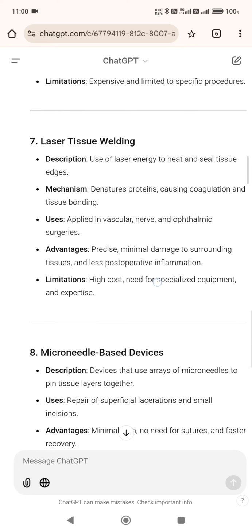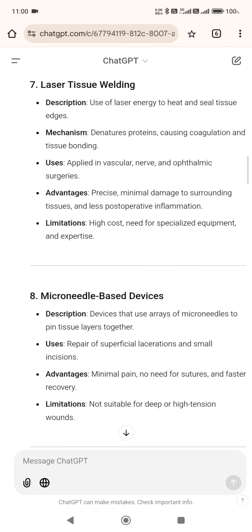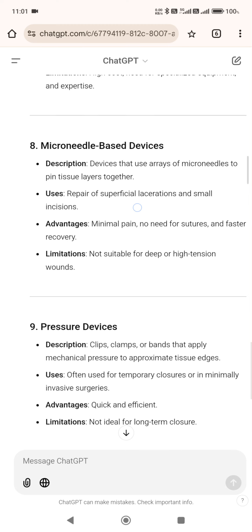7. Laser tissue welding. Description: use of laser energy to heat and seal tissue edges. Mechanism: denatures proteins, causing coagulation and tissue bonding. Uses: applied in vascular, nerve, and ophthalmic surgeries. Advantages: precise, minimal damage to surrounding tissues and less postoperative inflammation. Limitations: high cost, need for specialized equipment and expertise.